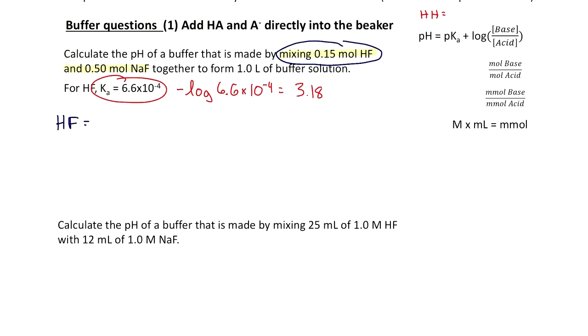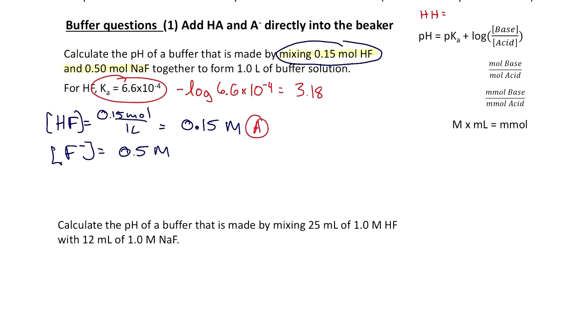So the concentration of HF is 0.15 moles over 1 liter, so its concentration is 0.15 molarity. What is the concentration of F minus? 0.5 molarity, because it's 0.5 moles in 1 liter. So these are the concentrations that I'm going to put into my Henderson-Hasselbalch equation. But HF is which component, the acid or the base? It's the acid, yes. F minus is which component? The base, yes, because it's the conjugate base. So we have all the information we need to plug in these values.